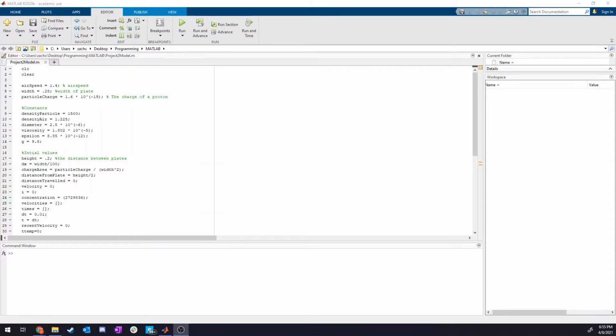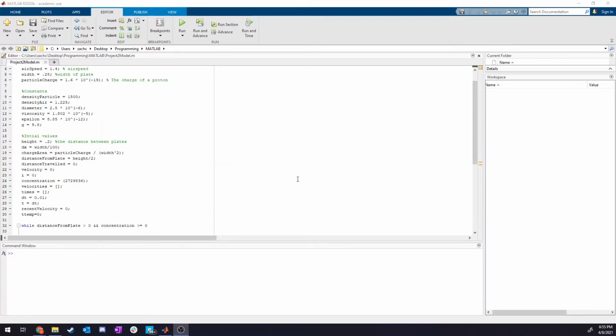In order to solve for the velocity and time that the particles would impact the plate, we created a MATLAB script that would effectively draw a graph for us to utilize. We used three different variables that we would change to get different outputs. And these were the airspeed of the horizontal air across the plate, the width of the plate, which was also the length as we determined our plates would be square, and the particle charge, which in this case we used the charge of a proton.